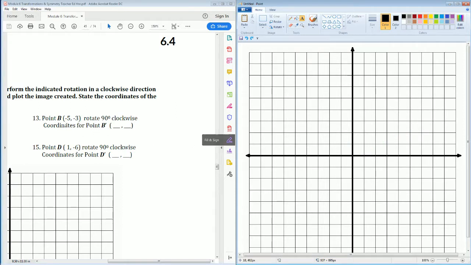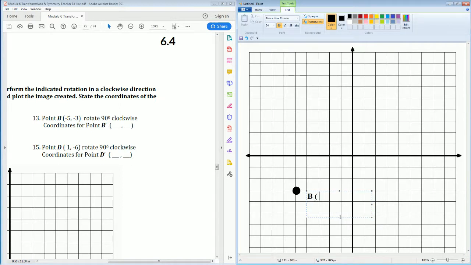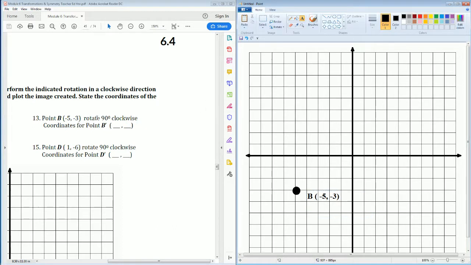We are going from -5 comma -3. So let's do that. -5: 1, 2, 3, 4, 5. -3: 1, 2, 3. This would be your point. B is -5 comma -3, and we want to rotate this 90 degrees clockwise.